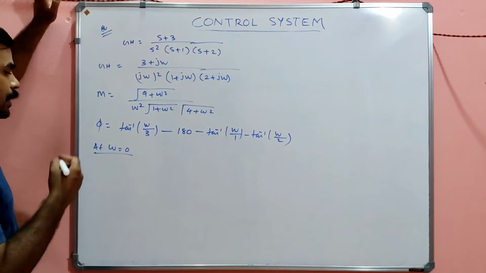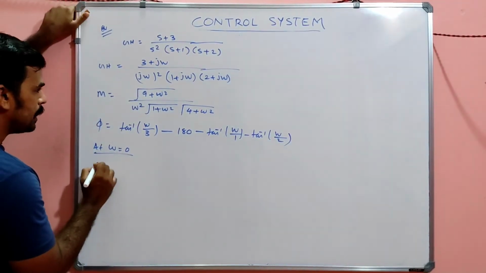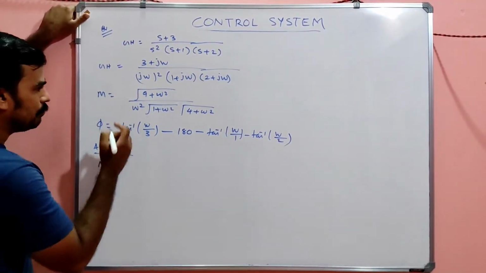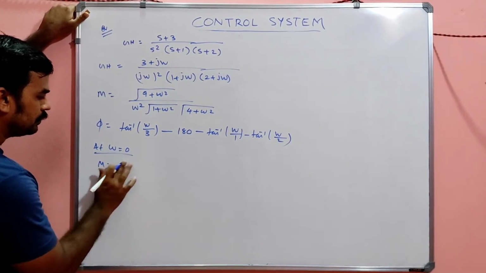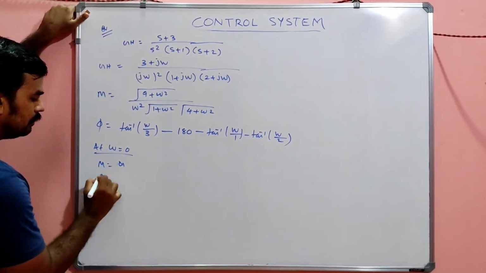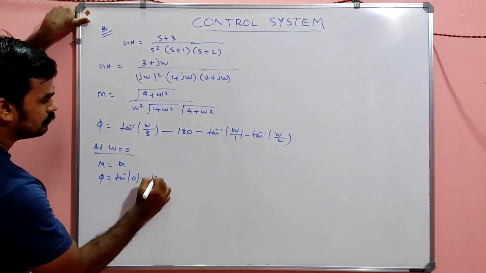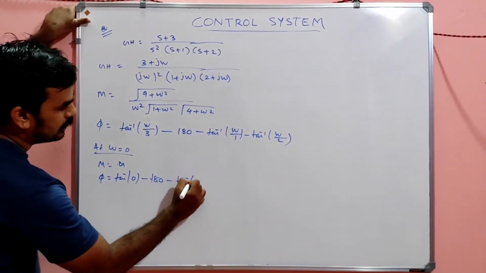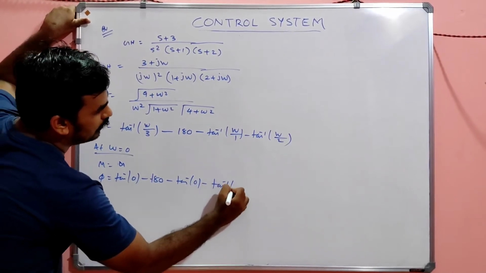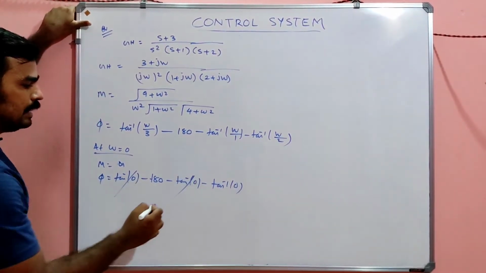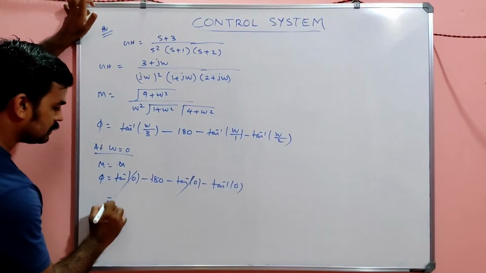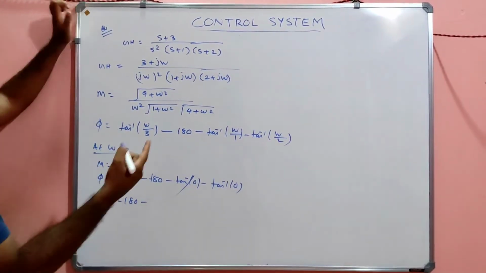Let's check that. At omega equal to 0, what happened, my dears? The magnitude becomes something by 0, which will be infinity. And what will be the phase angle now? Tan inverse 0 minus 180 minus tan inverse 0 minus tan inverse again 0. So one tan inverse 0 and another tan inverse 0 cancel. So minus 180.